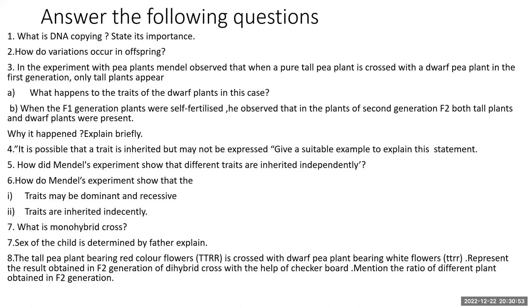Ma'am, we can again give the example of pure tall and pure dwarf, the crossbreed of pure tall and pure dwarf. Okay. Traits may be dominant and traits may be recessive. Anyone else would like to elaborate on this?